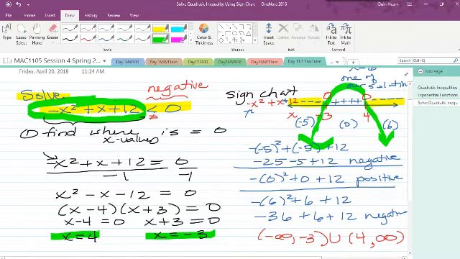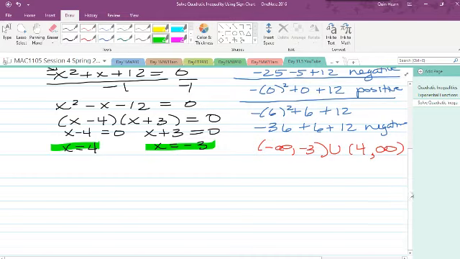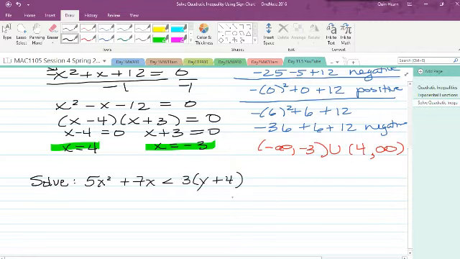Okay, let's do one more. Solving a quadratic inequality using a sign chart. This time we're going to solve 5x squared plus 7x is less than 3 times the quantity y plus 4. So this one looks a little different than the last one because it's not in a nice standard form.